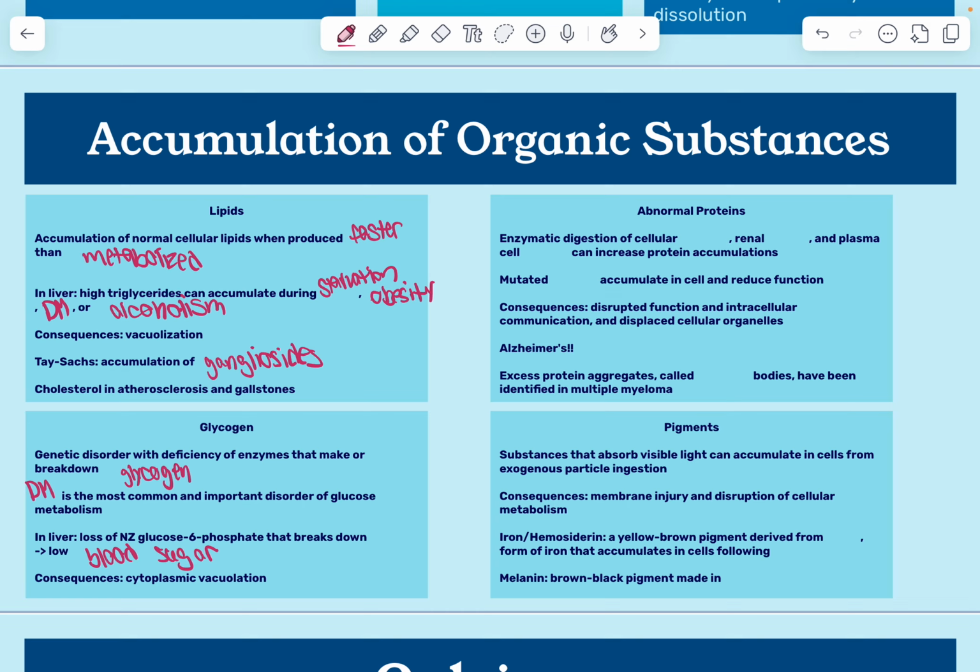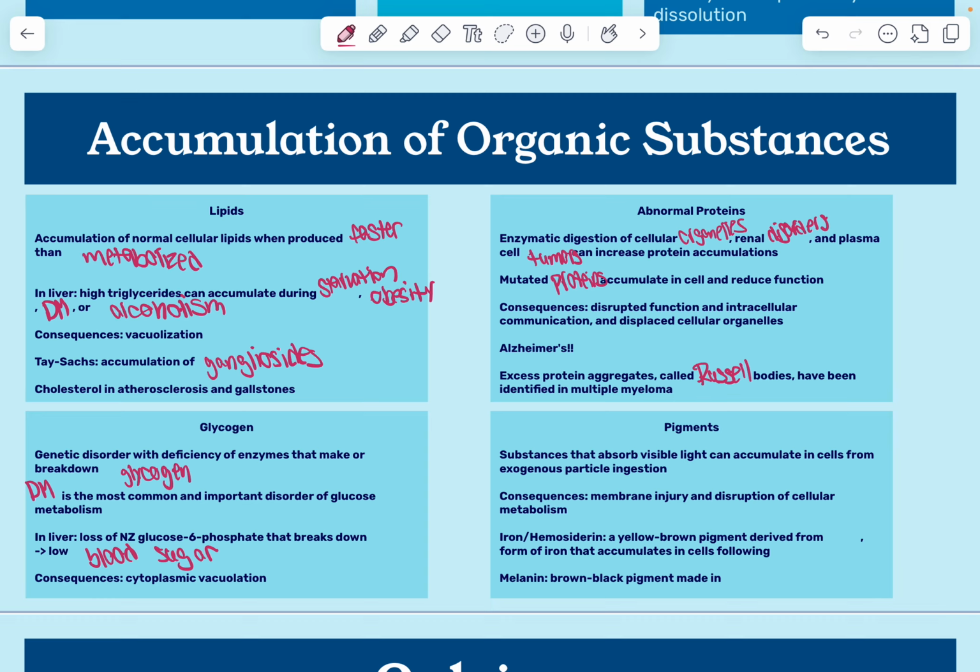So abnormal proteins: there's an enzymatic digestion of cellular organelles, renal disorders, and plasma cell tumors, and that can all increase the protein inside of our cells. And mutated proteins are going to accumulate in the cell, which will reduce the function. A lot of the time you can see this in Alzheimer's disease. And excess proteins called Russell bodies have also been found in multiple myeloma.